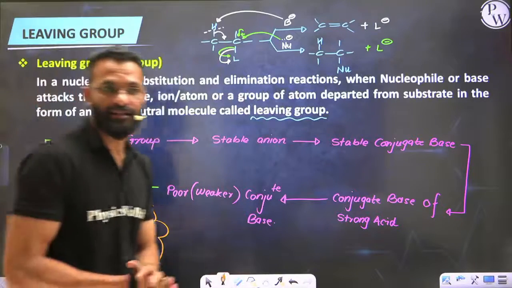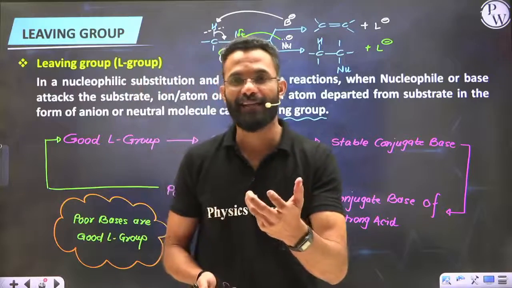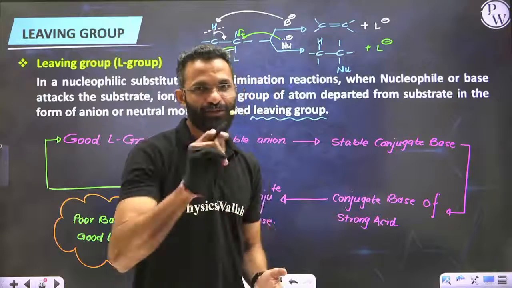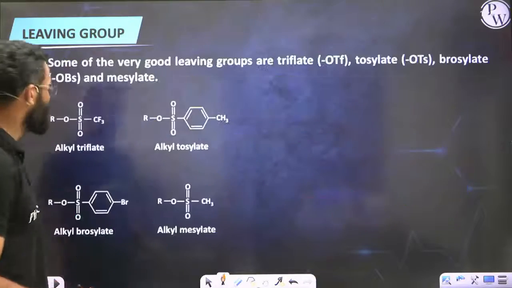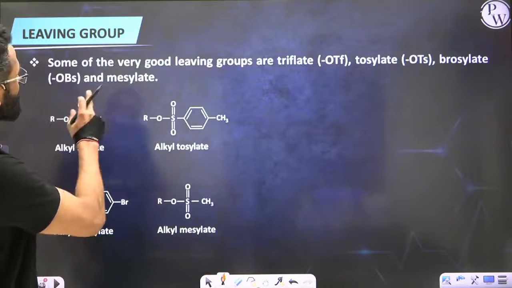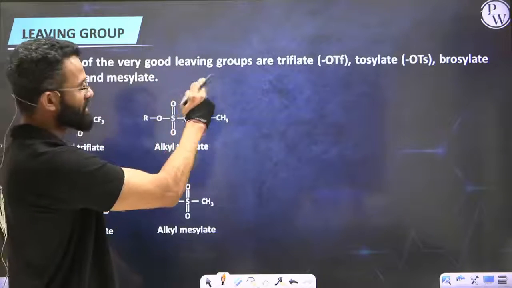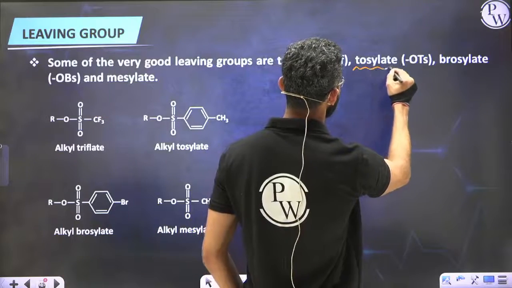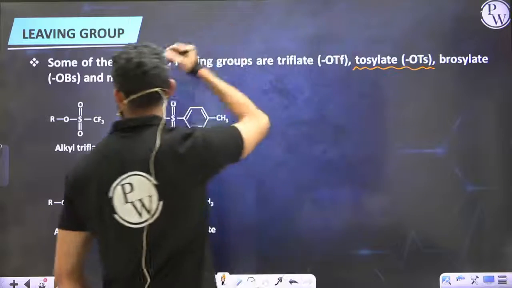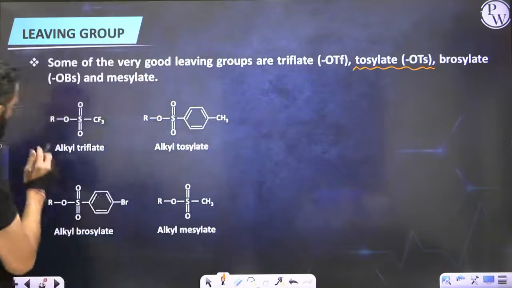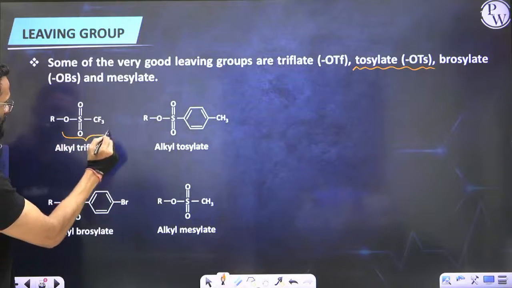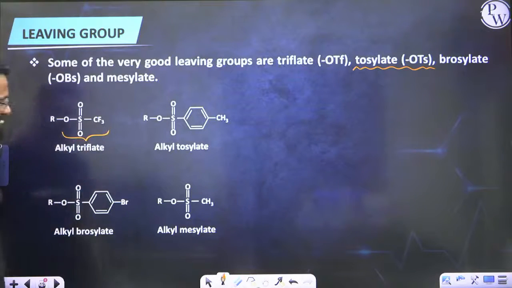And now, other than your normal halide as a leaving group, there are some more examples of leaving groups that we in general study in organic chemistry. So I want you guys to get introduced to those as well. So here is the list of some of the important, very good leaving groups, such as triflate, tosylate, brosylate and mesylate. You can see here R is the alkyl group connected to OSO2CF3. This part is known as triflate, connected to alkyl, so we call it alkyl triflate.